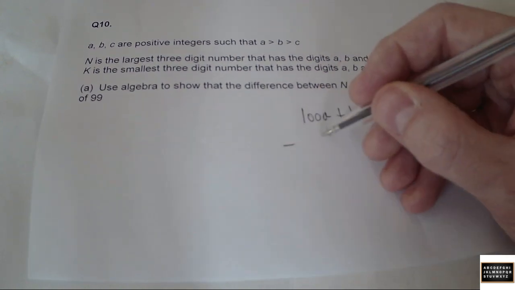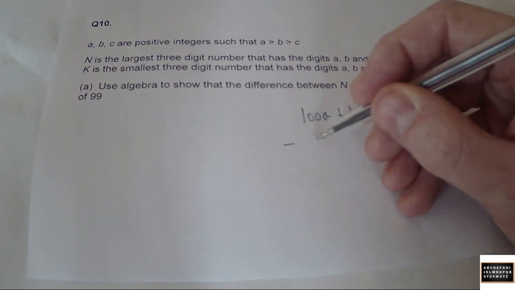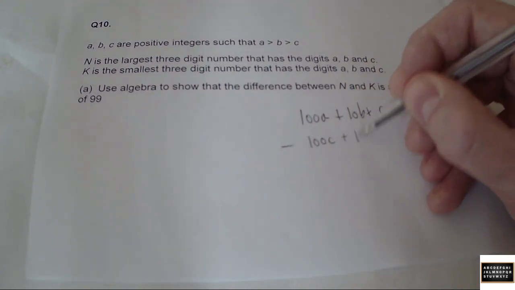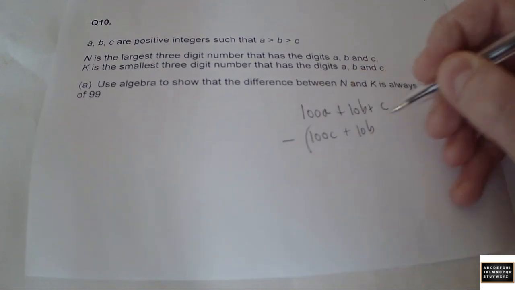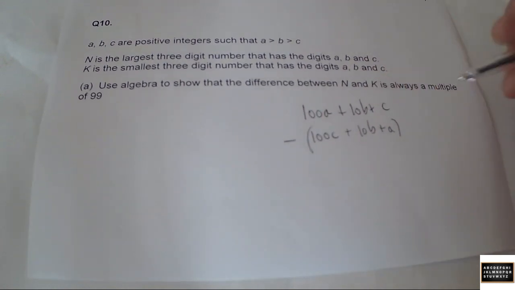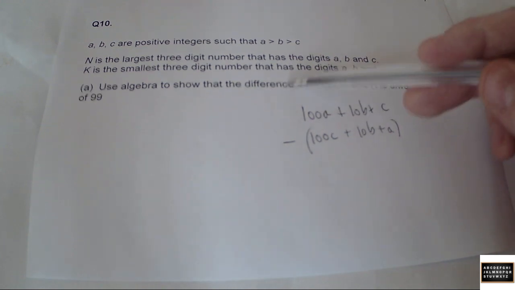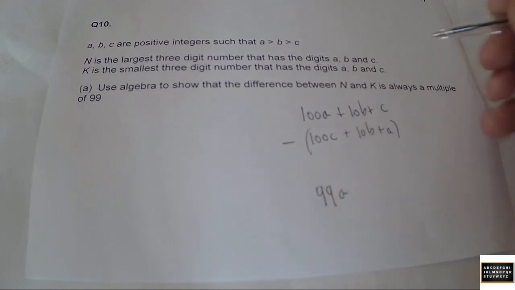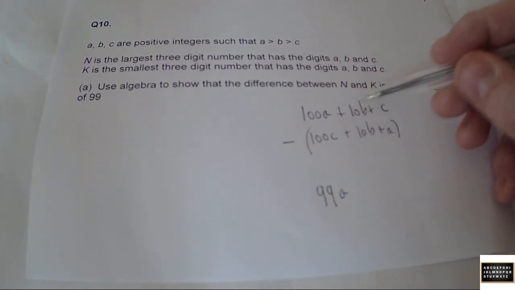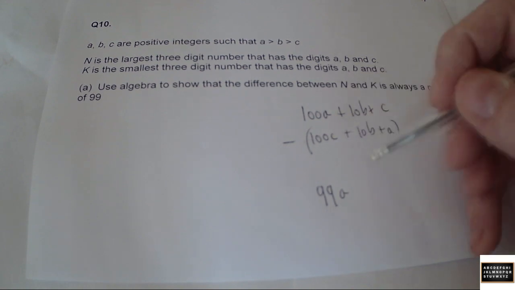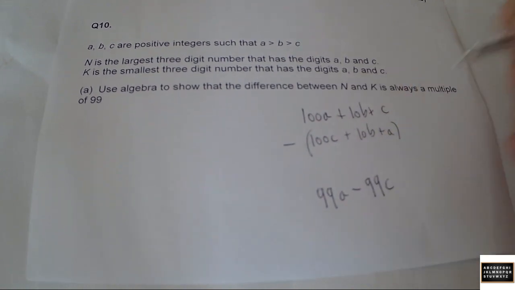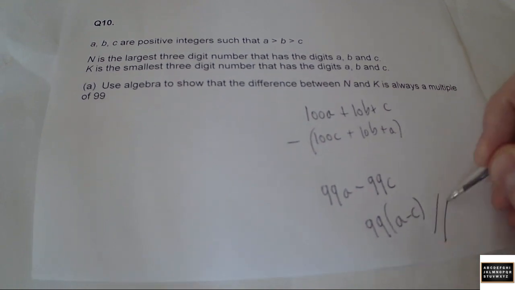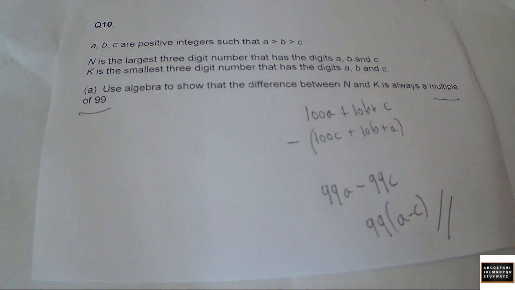Take away, again, you're going to have 100c, and then again another 10b, and then another a on the end. So you've got all these things. That's what you're going to do because you're looking at difference. So 100a minus a is 99a, and then 10b take away 10b, well, that's going to cancel. And then c minus 100c is minus 99c, and that is a multiple of 99. So you have shown that it's always a multiple of 99.